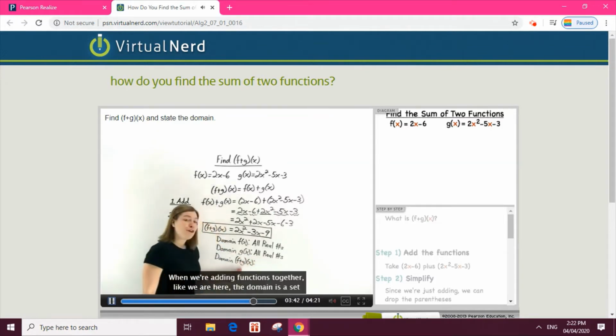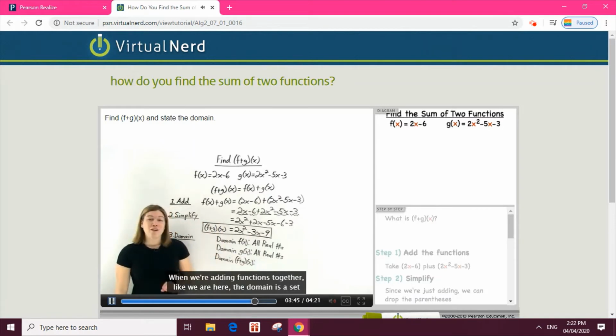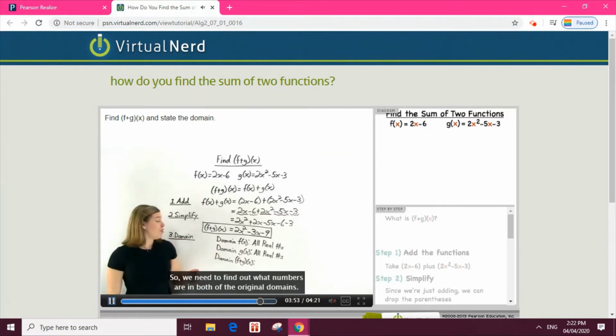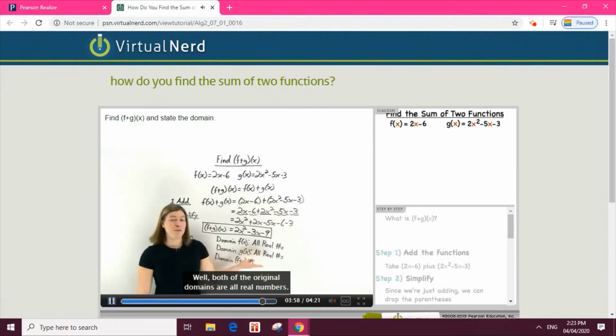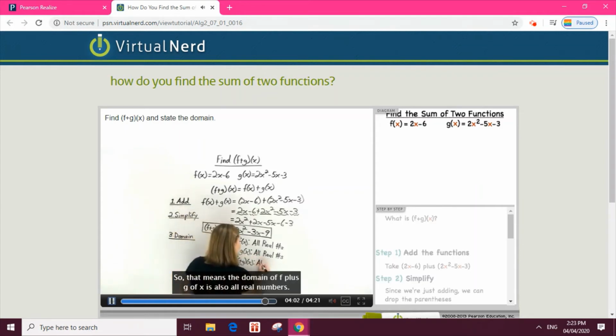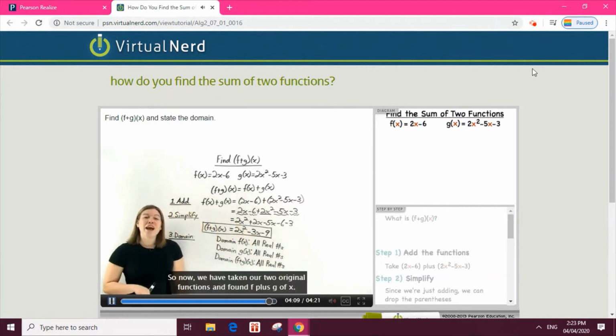When we're adding functions together, like we are here, the domain is the set of all the numbers that are in both of the domains of the original functions. So, we need to find out what numbers are in both of the original domains. Well, both of the original domains are all real numbers. So, that means the domain of f plus g of x is also all real numbers. So now we have taken our two original functions and found f plus g of x.